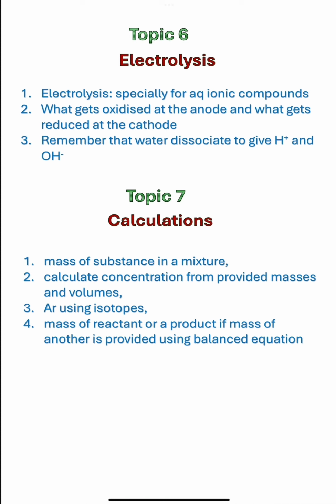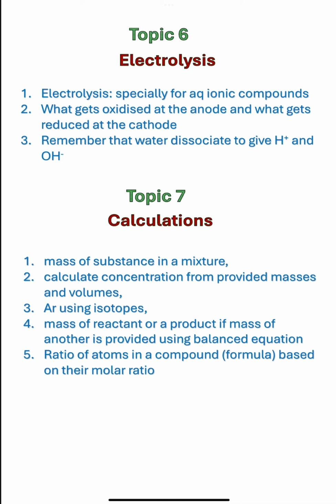Sometimes they ask you to calculate the mass of a reactant or a product, and they provide you with the mass of another reactant or product in this reaction. You need to use the balanced equation to calculate the mass of that one. Also, they can ask you to write the formula of a certain ionic compound and find the ratio of the different ions in it. This will be based on their molar ratio. So usually they will provide you with the molar ratio, and you need to convert this molar ratio into whole numbers and then use this to write the formula of that ionic compound.